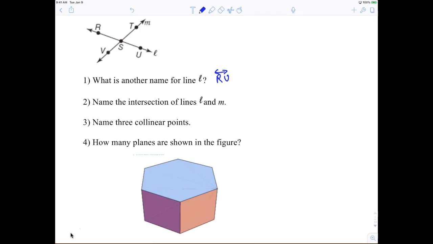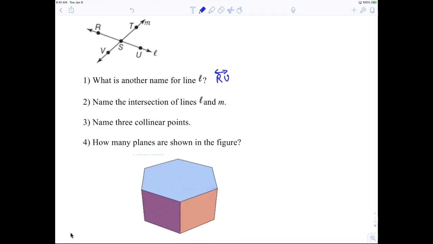Name 3 collinear points. Now again, here in geometry, if you don't know something, usually it's because of the definition. Collinear just means what? It's on the same line. Yeah, points that are on the same line. Collinear just means points that are on the same line.